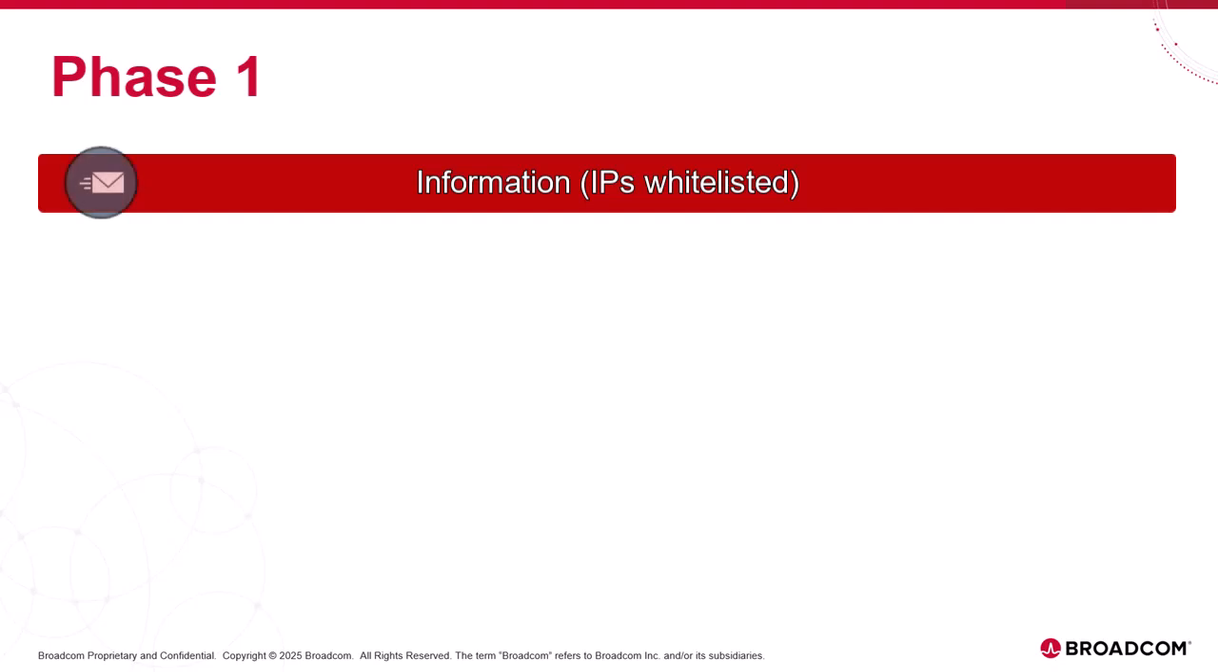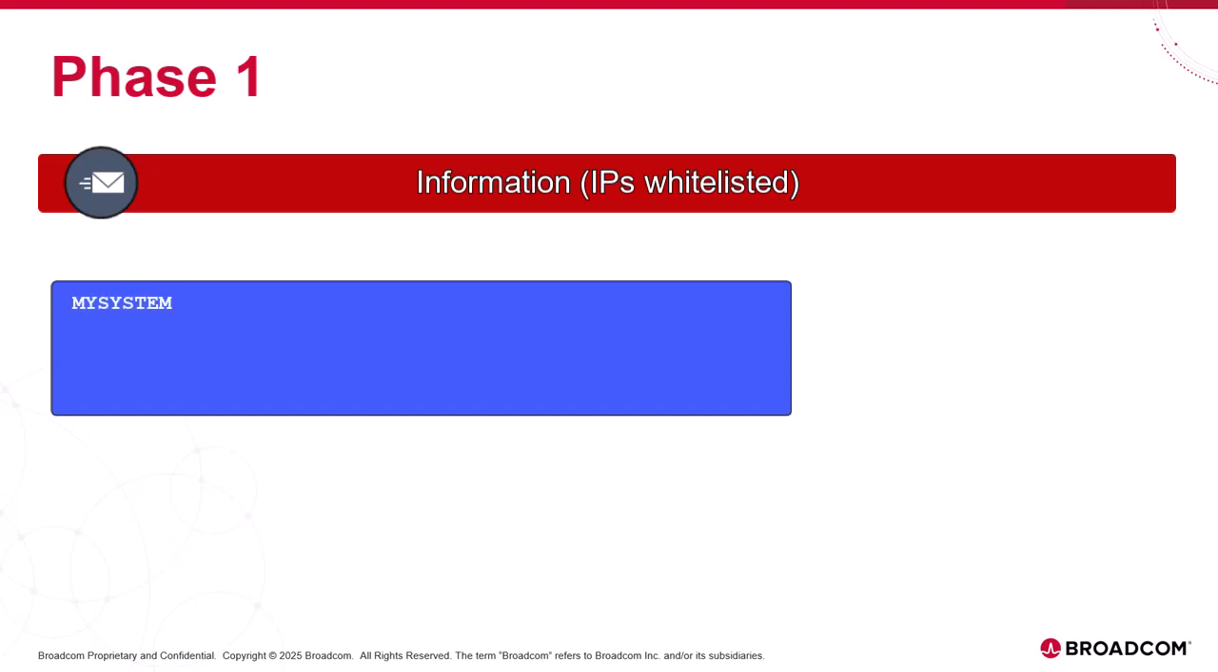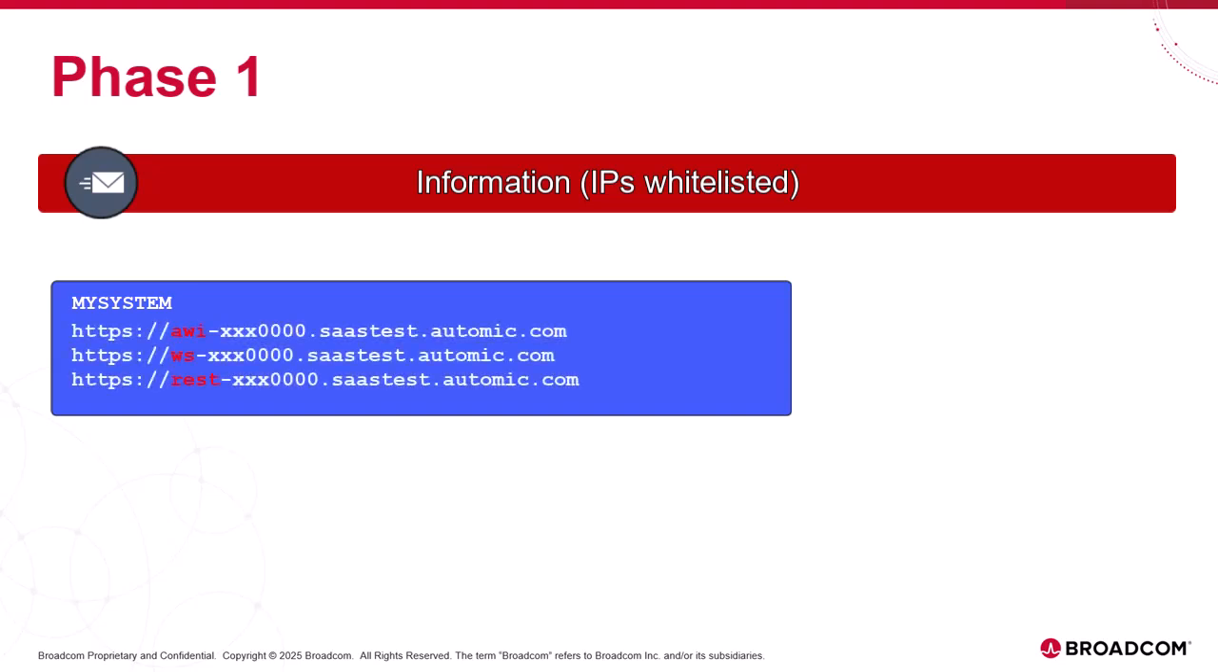The second email contains the technical details of the SaaS instance. It shows the system name, which should match the name you requested. Establish with certainty that this is the case and notify us immediately if it doesn't. It also shows the URL of the Automic web interface, the JCP, and REST API.